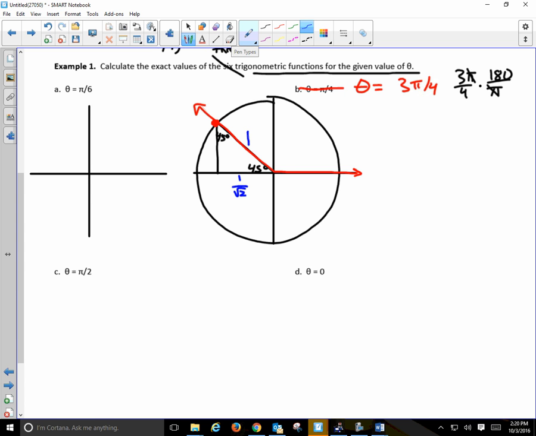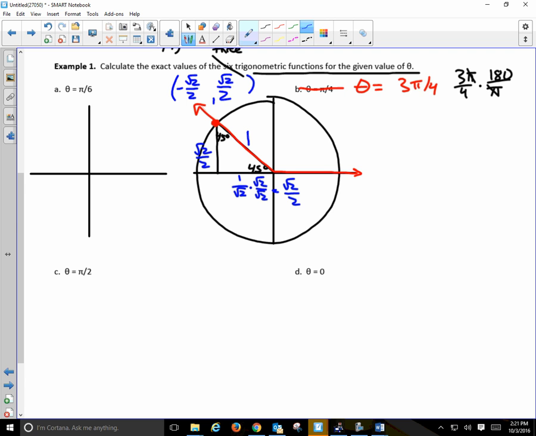Can you leave the square root of 2 in the denominator? How do you get rid of it? Multiply the top and bottom by the root of 2, and you get the root of 2 over 2. In a 45, 45, 90, are the lengths the same? So that's the square root of 2 over 2 as well. So what's my horizontal distance? Negative root of 2 over 2, because the x value is negative, and the y value will be positive, root of 2 over 2.